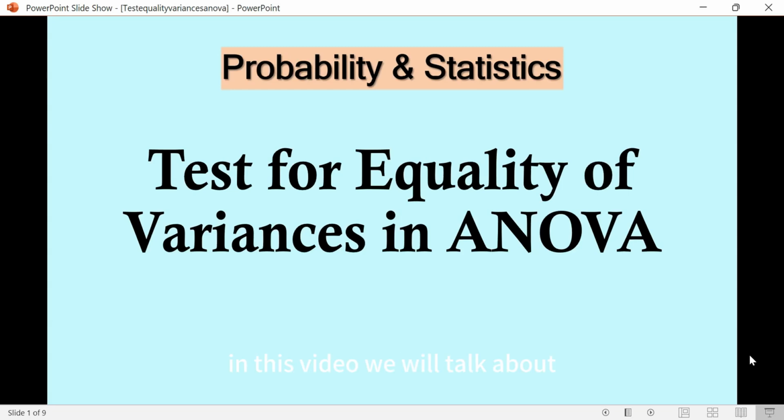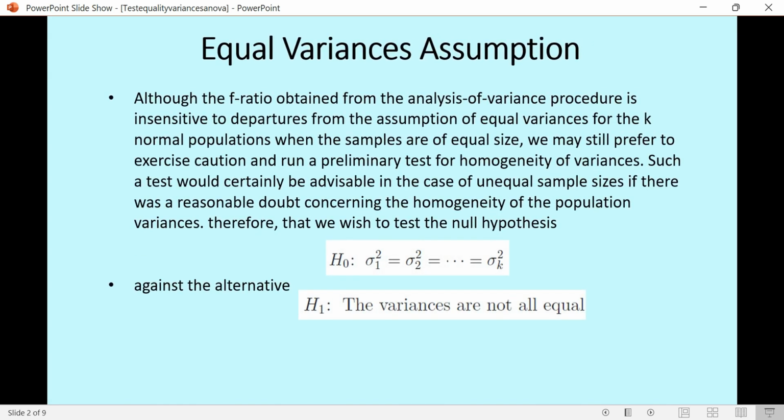Hello, in this video we will talk about the test for equality of variance in ANOVA. So we know in ANOVA, for example, one-way analysis of variance, the F ratio test will give the result of testing the assumption that all mean values from the treatments are equal or not.